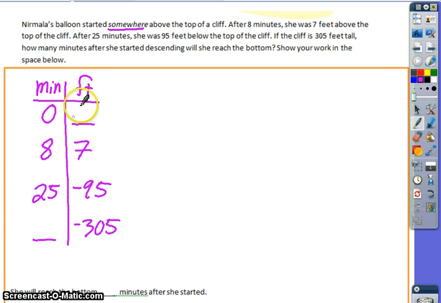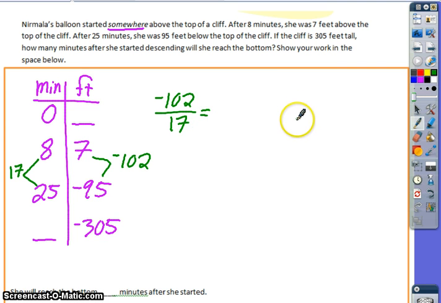Okay, so I have two unknowns. I don't know what this is, and I don't know what this is. But I have two pairs of values here, so I can write an equation. Well, 8 to 25, that is 17. And 7 to negative 95 is negative 102. I'm decreasing 102 steps. So the slope is negative 102 over 17. And if I do that division, 17 times 6 is 102, so that's going to be negative 6.